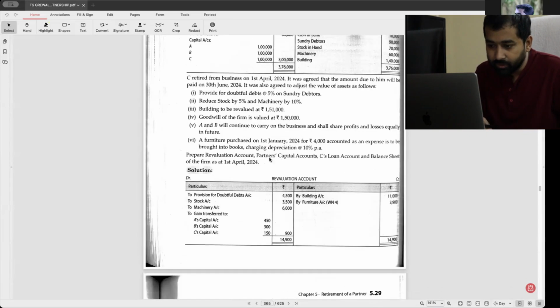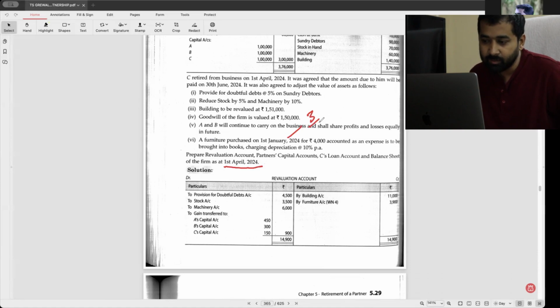Now the furniture was purchased on 1st January 2024, and the retirement is 1st April 2024. So how many months are there? 3 months: January, February, March. This 3 months depreciation we should subtract from the furniture, and that amount is to be treated as an unaccounted asset. Definitely before it was not there in the balance sheet, so it is my profit, right? But the depreciation charges we will subtract.